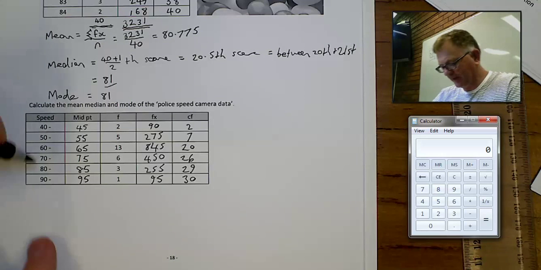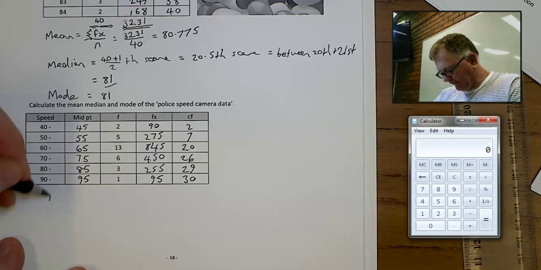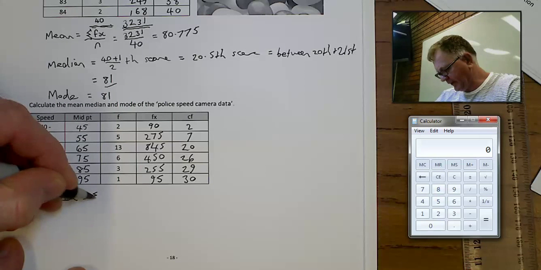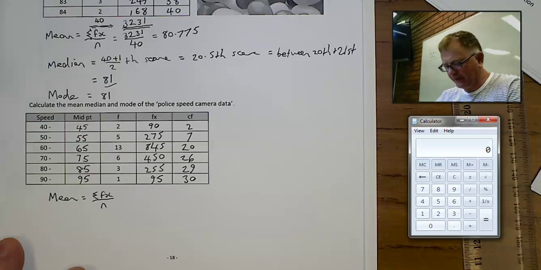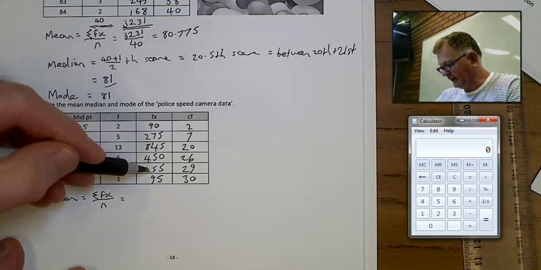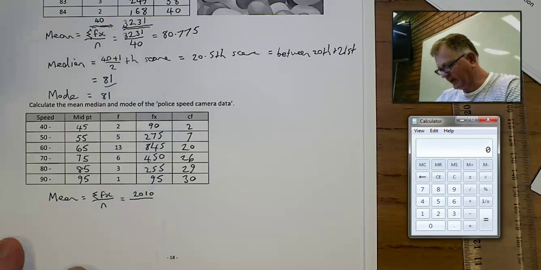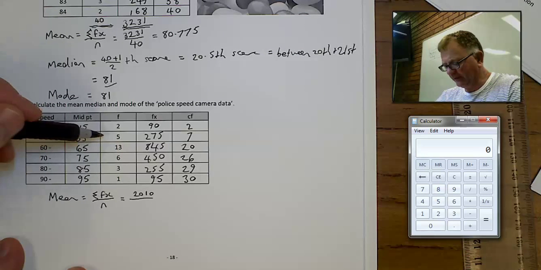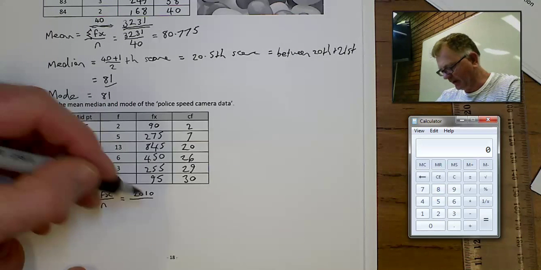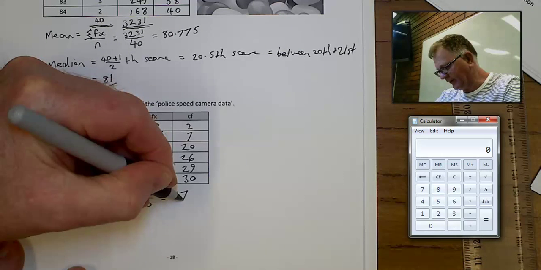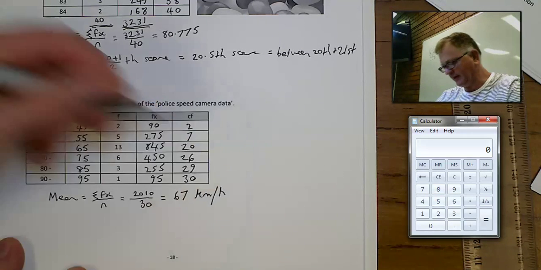How did you go? To work out the mean, we add together this column, the sum of the fx's, and divide by the number of, in this case, cars that went past. If I add together this column, I got 2010, adding those together. The number of cars involved here was 30. 2 of these, 5 here, 13 here, add those together and we'll get 30. All up, mean works out to be 67 kilometers per hour.